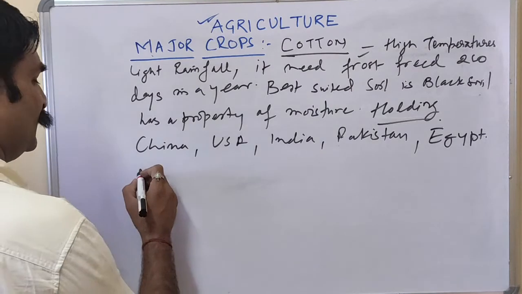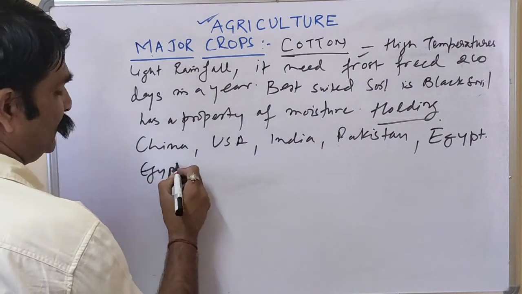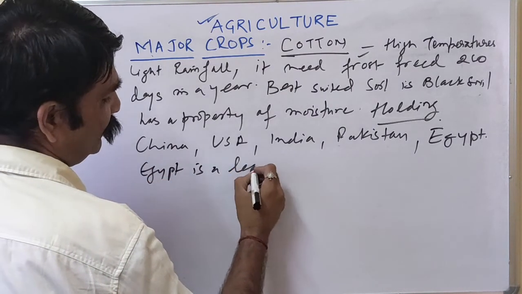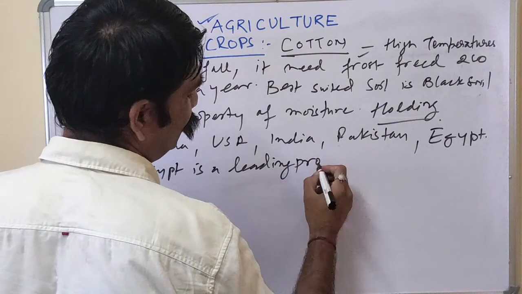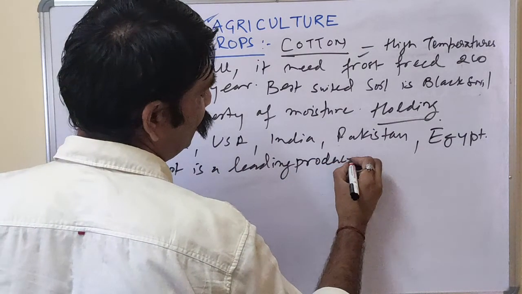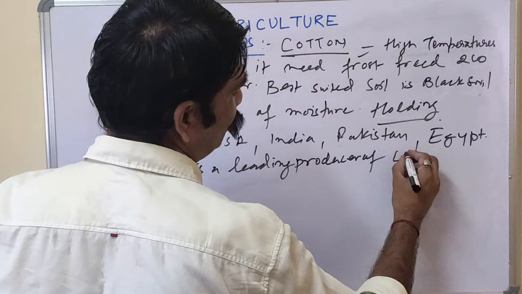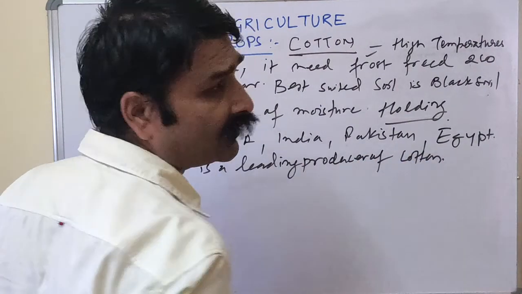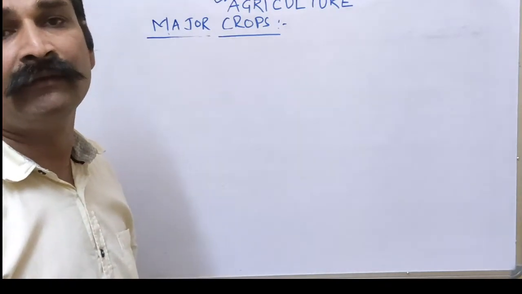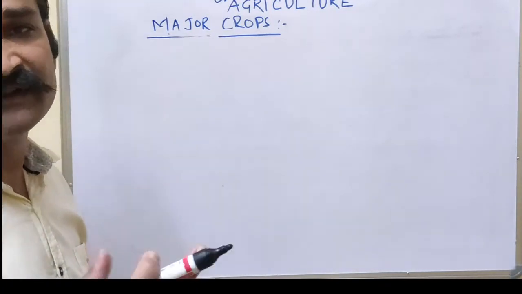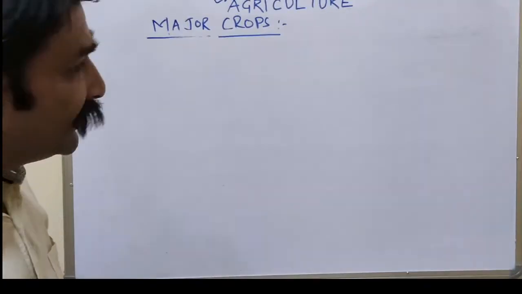Egypt is the largest producer of best quality long staple cotton in the world. Long staple means the fibers of this cotton are long. Okay, the next crop which we will be discussing in this chapter is jute.